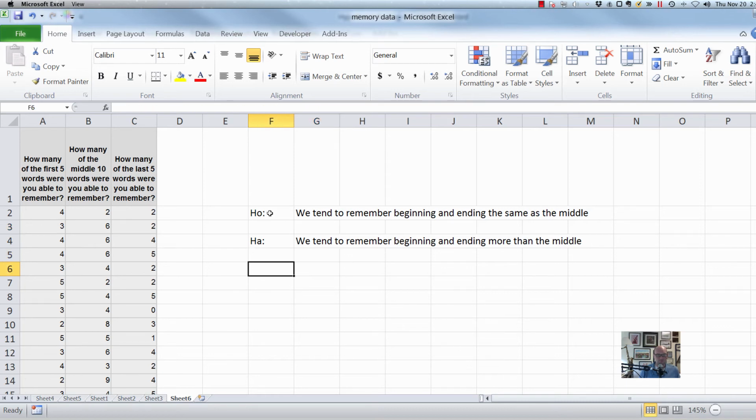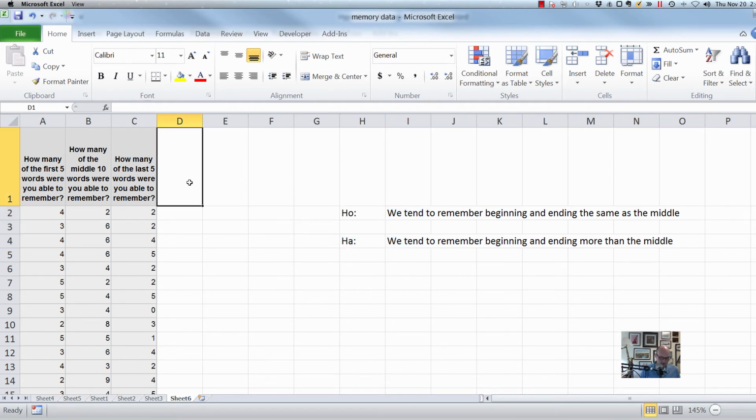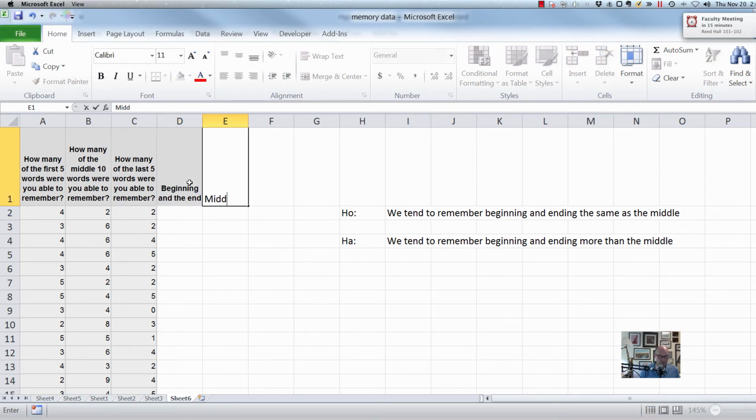So before, I'm going to write this out in math in a minute, but let me kind of tell you what I mean, what I'm going to try to do here. So let's call this the middle. Let's see. The beginning and the end. And this one is the middle. So the beginning and the end. So that's the first 5 words plus the last 5 words. So that person remembered 6 of the beginning and the end. And then the middle, they remembered 2. Both of these, they had 10, right? Because there was 5 in the beginning, 5 at the end, and then there's 10 in the middle. So this person, if I just looked at this one anecdotal evidence of this one guy, then there's evidence for my alternative hypothesis, right? So this is what we're after.